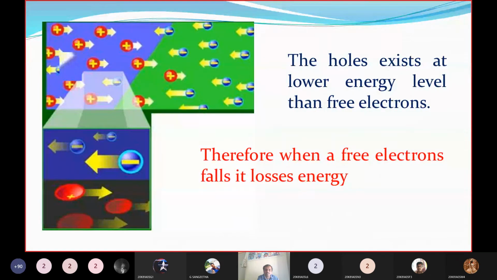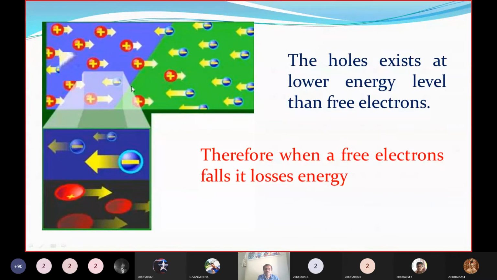Therefore, when free electrons fall, that means these free electrons recombine with the holes. What happens here? Electrons have high energy, holes have less energy. So in that recombination process, electrons lose some energy, coming to the lower energy state and recombining with the hole. Whatever energy is lost by the electron will be emitted as light.